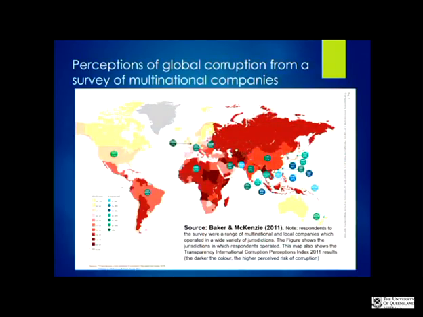corrupt officials. This is the perceptions of global corruption. So this was a survey of multinational corporations, and it was multinational local companies across a wide number of jurisdictions, and it's asking them to talk about their perceptions of corruption. So the darker the colour up on that screen, the higher the perceived risk of corruption in that country. And you can see it's probably not surprising the ones that are the darker colours there in terms of perceived corruption.